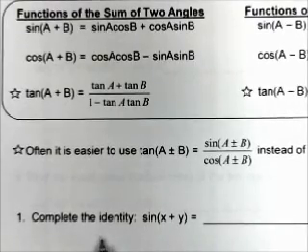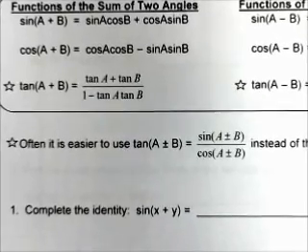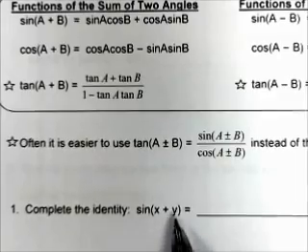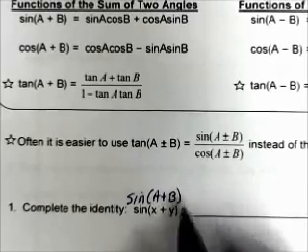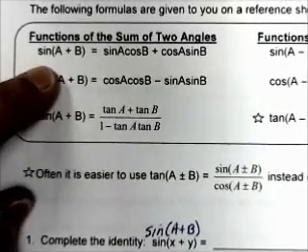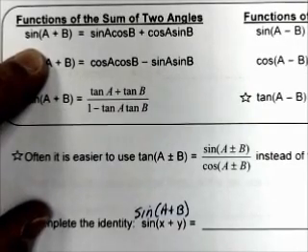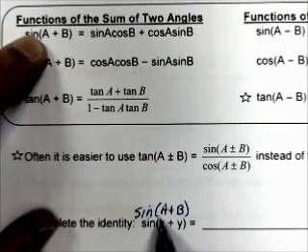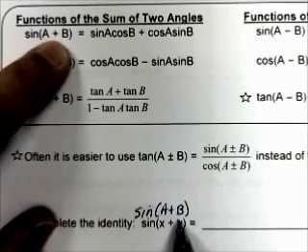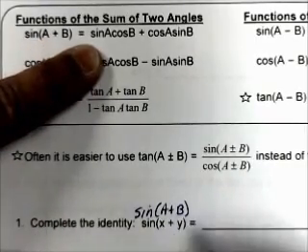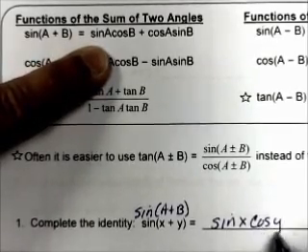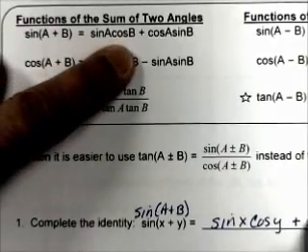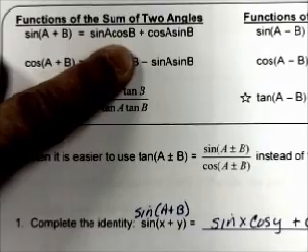First, we're going to complete the identity. And remember, an identity is an equation that is true for all values of the variable. We have the sine of x plus y. Well, this is simply the same as the sine of A plus B. So we go up to our formula above. And in place of A, we substitute x, and in place of B, we substitute y. So this is going to equal the sine of x times the cosine of y plus the cosine of x times the sine of y.